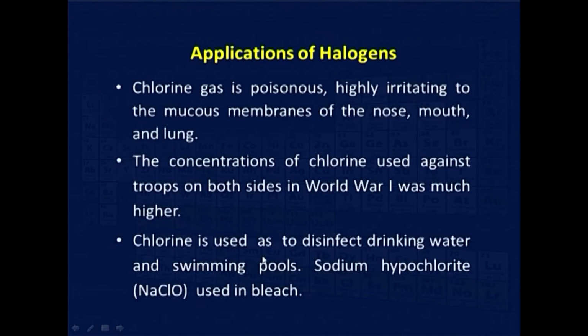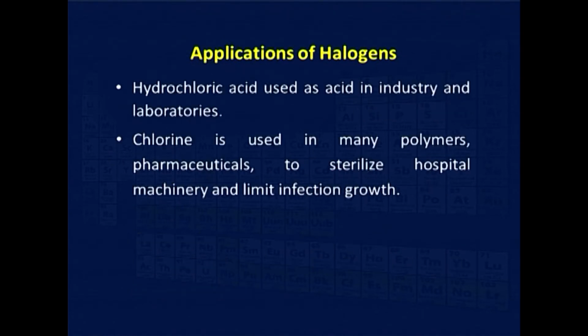Chlorine gas is also poisonous, highly irritating to the mucous membrane of the nose, mouth and lung. The concentration of chlorine used against troops on both sides in World War I was much higher. Chlorine is used to disinfect drinking water and swimming pools. Sodium hypochlorite is used in bleach. Hydrochloric acid is used as an acid in industry and laboratory. Chlorine is used in many polymers, pharmaceuticals, and to sterilize hospital machinery and limit the growth of infection in hospitals.